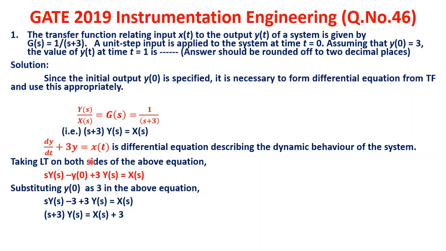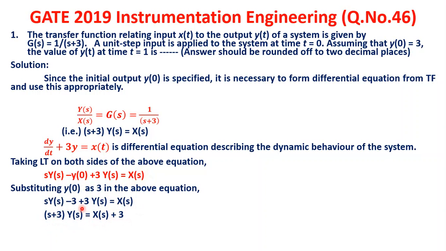So taking Laplace transformation on both sides of the above equation, but not assuming 0 initial conditions, because the initial condition is given, y of 0 is 3. So dy by dt on Laplace transform is s into Y of s minus y of 0. 3y on Laplace transform is 3 Y of s, x of t on Laplace transform is X of s. Substituting y of 0 as 3, we get (s plus 3) into Y of s equal to X of s plus 3 after simplifying.